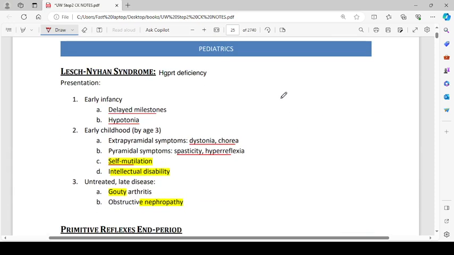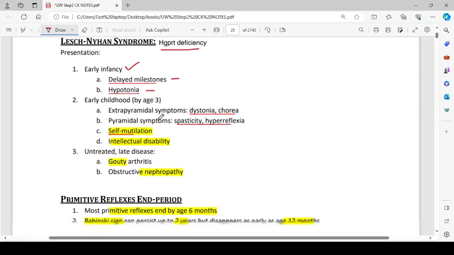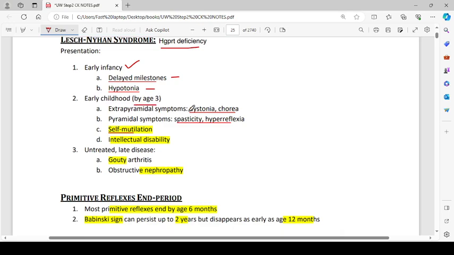Lesch-Nyhan syndrome. It is HGPRT deficiency. Presentation: in early infancy, there will be delayed milestones and hypotonia. In early childhood, by age 3, extrapyramidal symptoms of dystonia and chorea will be visible. Pyramidal symptoms of spasticity and hyperreflexia will be seen. Self-mutilation, which means that the child will be picking his own skin. There will be excoriations or cuts on the body, and intellectual disability.